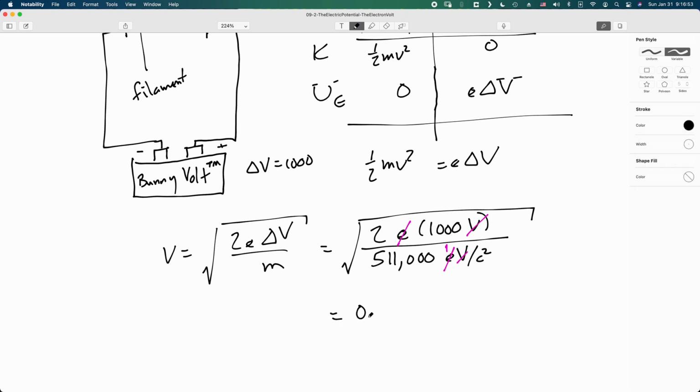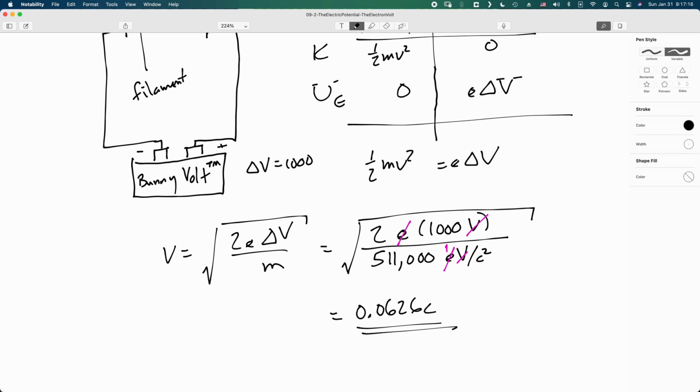And when you put this through your calculator, you'll get that it's 0.0626 c, or 6.26% of the speed of light. And if you're an atomic physicist who is using this to design an experiment, you breathe a bit of a sigh of relief, because then you know that you don't have to go and do any more relativistic calculations.